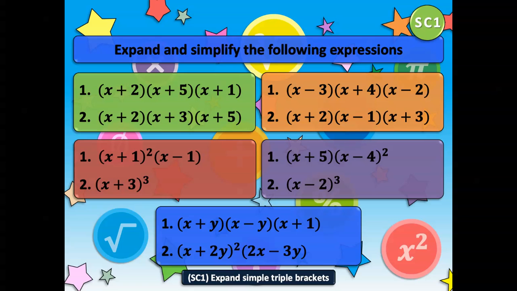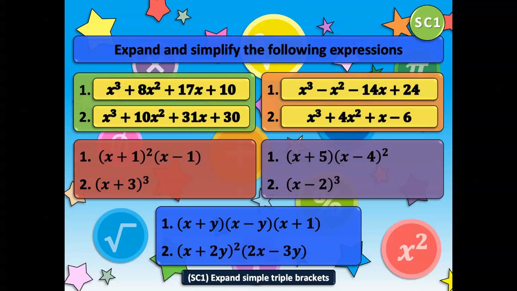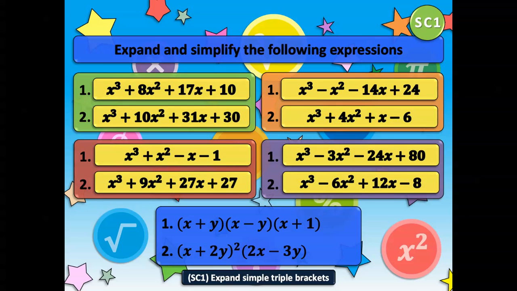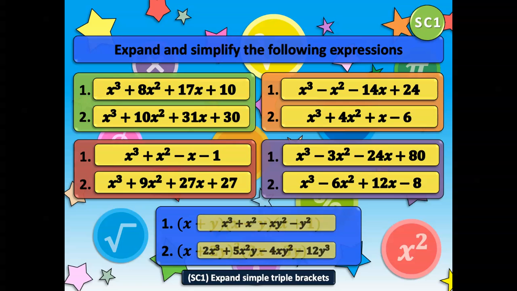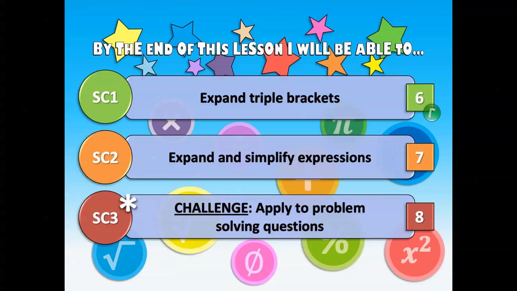Here are your answers. So there's the green answers. There's the amber answers. There's the red answers. There's the purple answers. And there's the blue answers. And now we've completed success criteria 1.